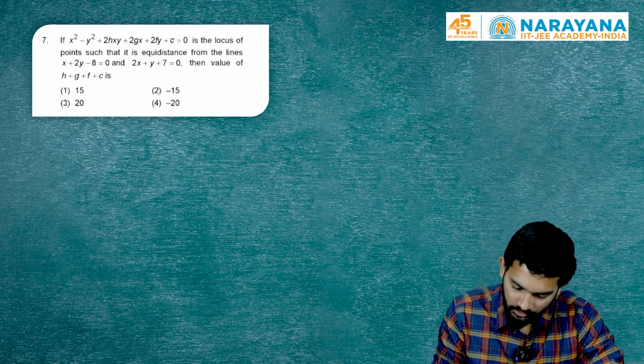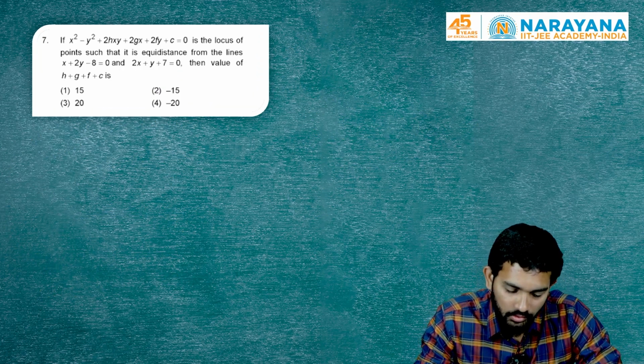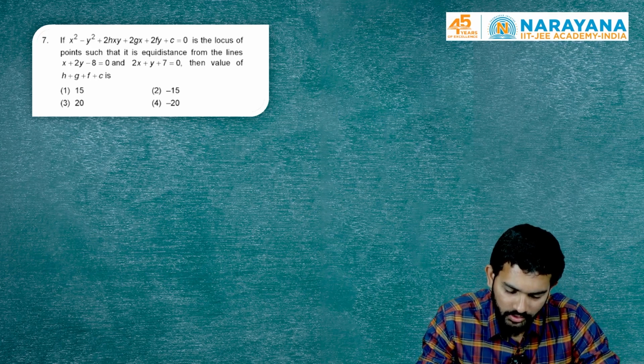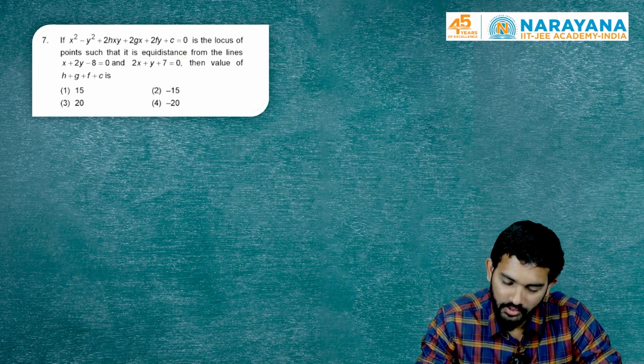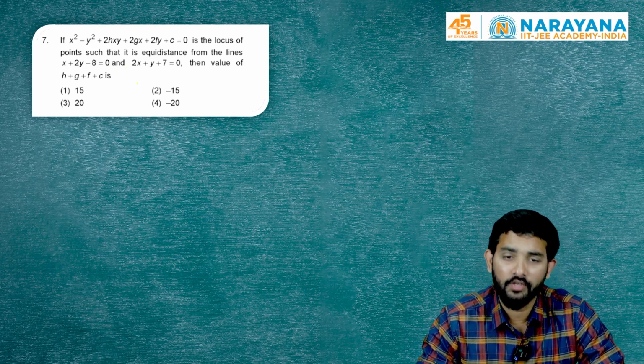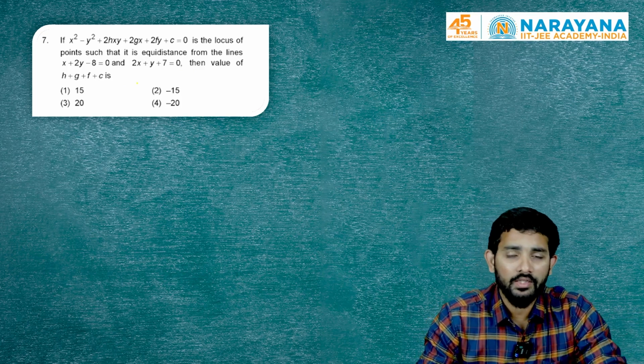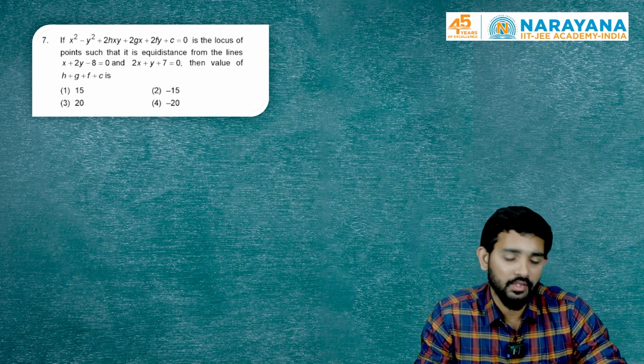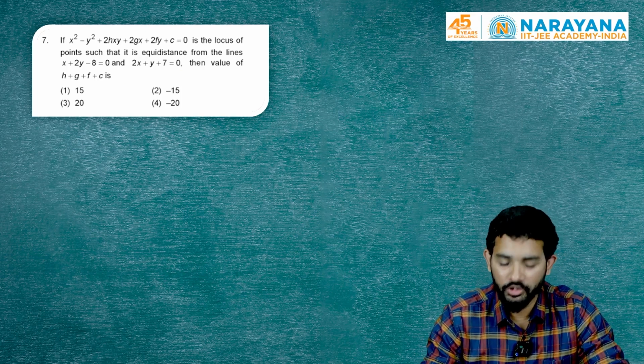So let's go to the next question. So if x square minus y square plus 2hxy plus 2gx plus 2fy plus c is a locus of points such that it is equidistant from the lines, then the value of h plus g plus f plus c. So indirectly it is asking us to find the pair of angle bisectors between these two lines.